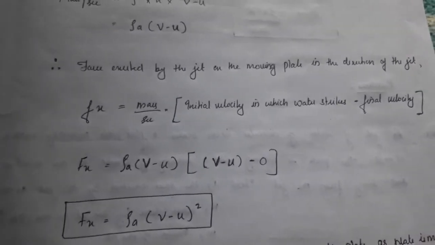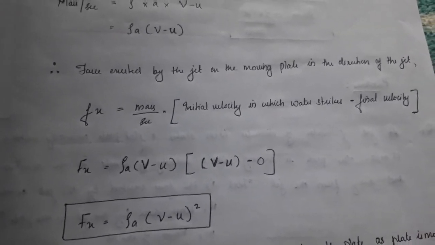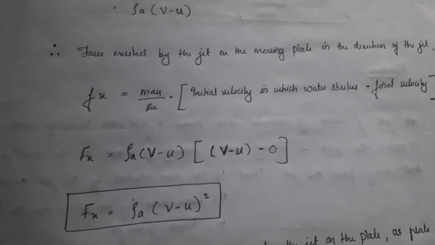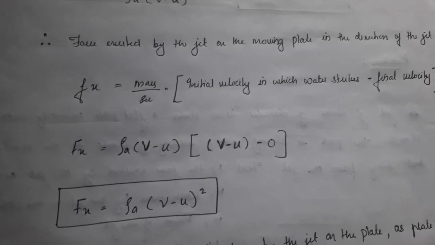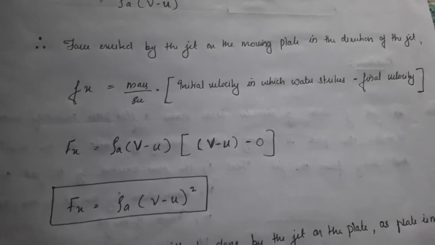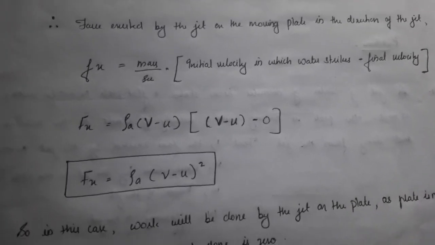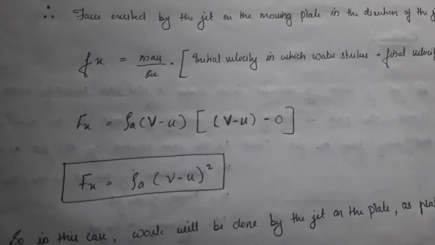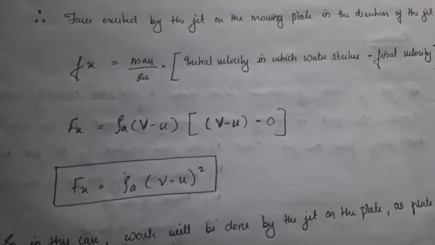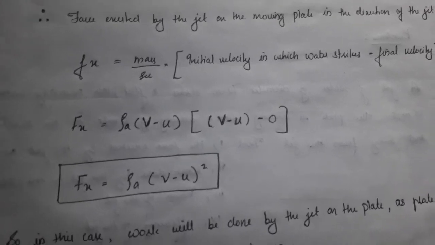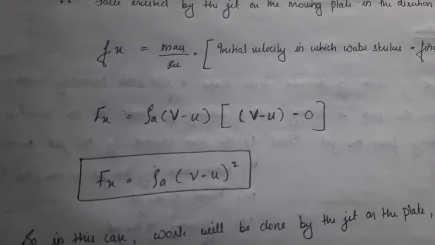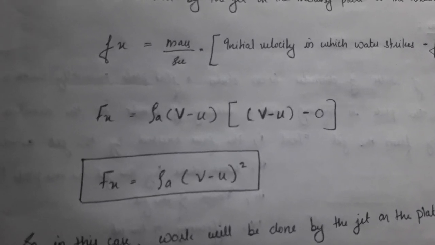Therefore, force exerted by the jet on the moving plate in the direction of the jet, that is Fx, is equal to mass per second into initial velocity with which water strikes minus final velocity. That is, Fx is equal to density into area into V minus U into V minus U minus 0, where 0 is the final velocity. Therefore, we can write Fx is equal to rho A into V minus U the whole square.